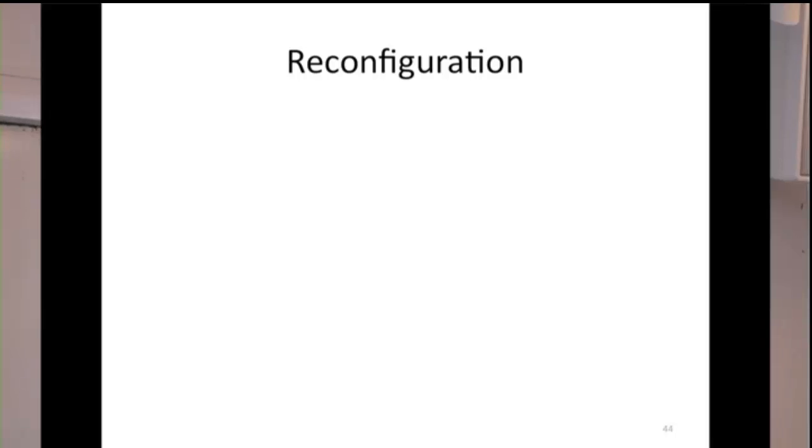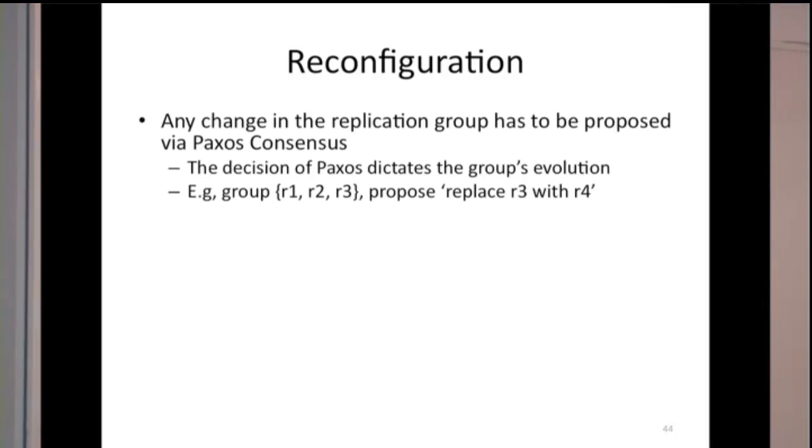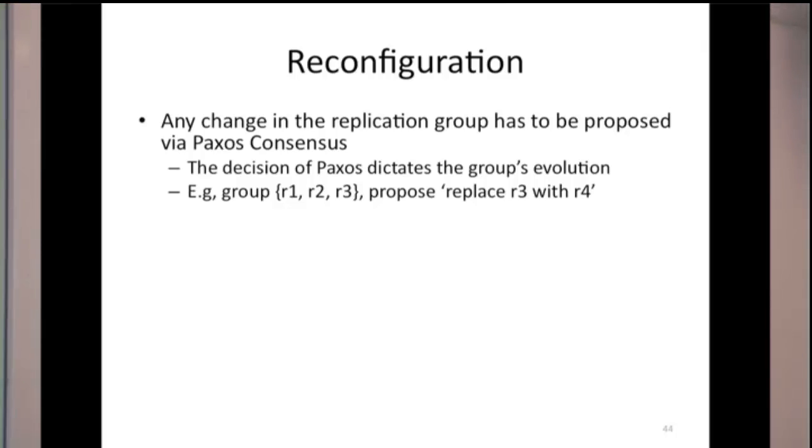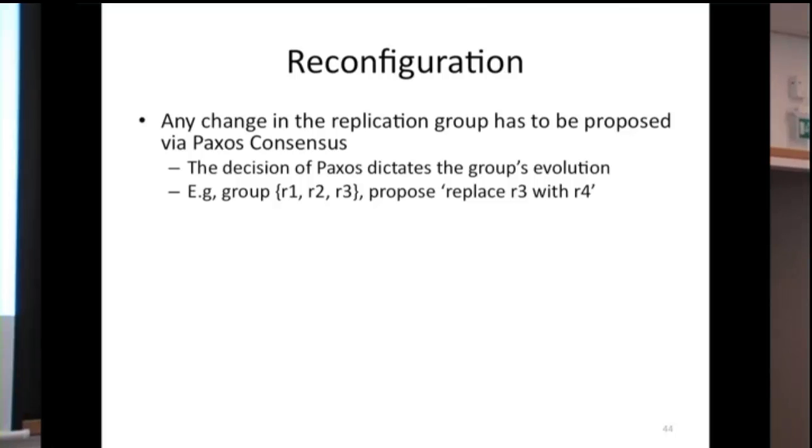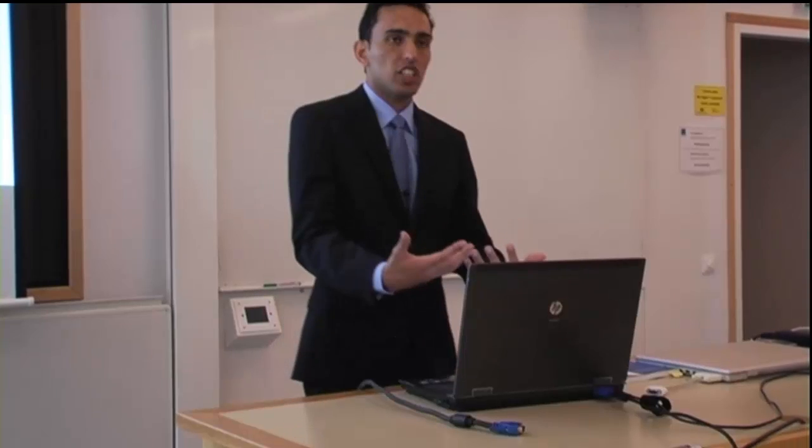What does this reconfiguration mean, basically? It means that if you want to make any changes in the replication group, they should first be proposed using consensus. I'll not go into the details of consensus, but the idea is that you can propose values in consensus. This value can be anything. For example, we can propose what changes we want. A majority has to agree that, fine, this is what is going to happen, and then the decision is whatever a majority agrees should be.